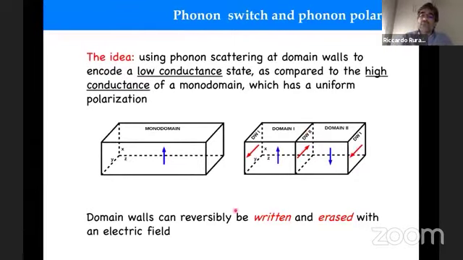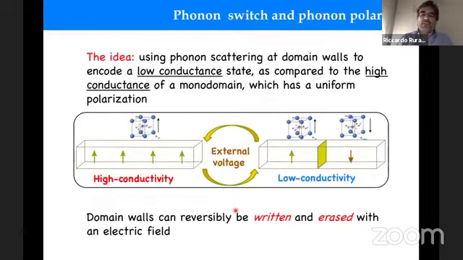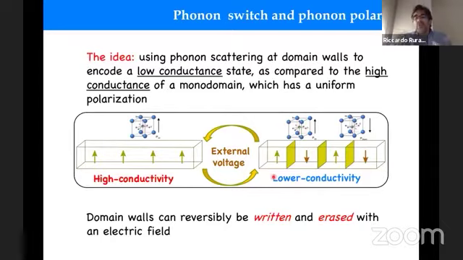Okay, so you have a boundary which is going to be a scatter source, and you are able to write and erase it at will. The simple idea is this: you have a high conductivity state, and you can use an external voltage to commute to a low conductivity state. And once you come up with this idea, it's very easy to speculate that you could write more domain walls and encode an even lower conductivity state.